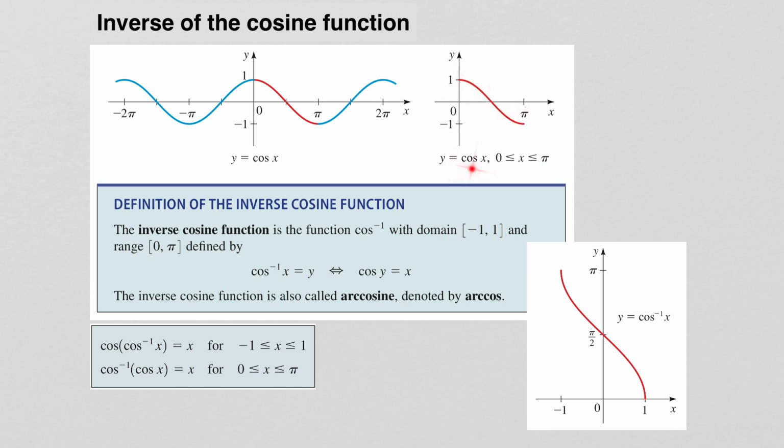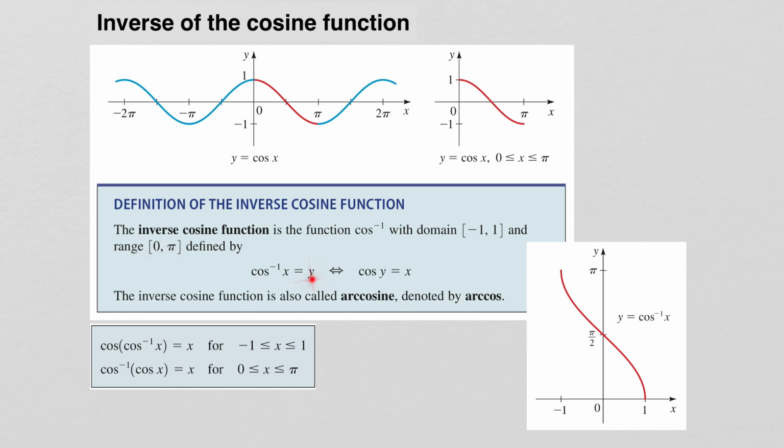So we are looking at the function y equals cosine of x, where x is allowed to be between 0 and pi. The range, of course, would be all values between -1 and +1. And when we restrict ourselves to that piece of the cosine graph, we can define the inverse of the cosine function, denoted inverse cosine, and it will have the domain -1 to +1, and the range, of course, will be from 0 to pi.